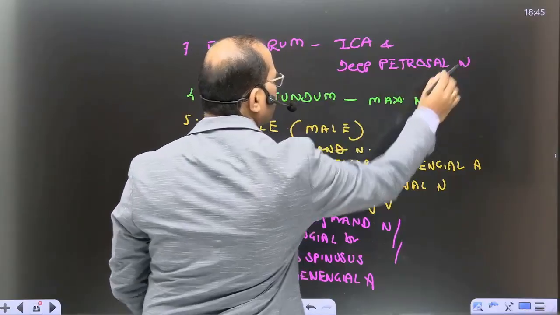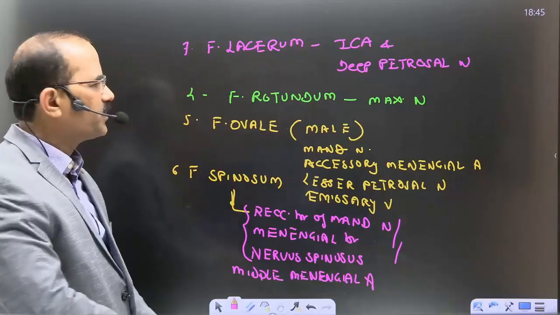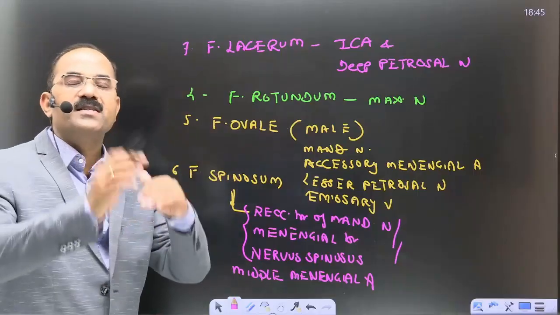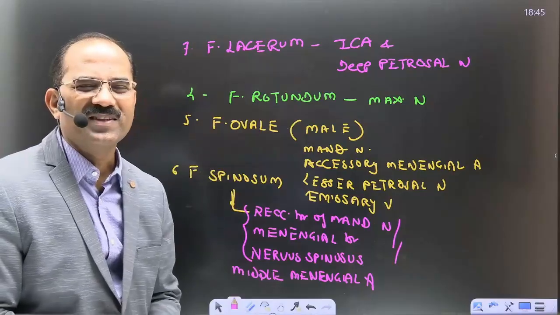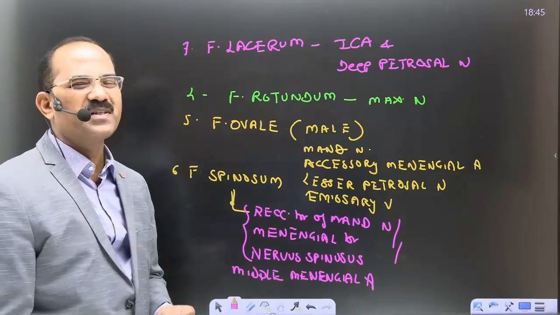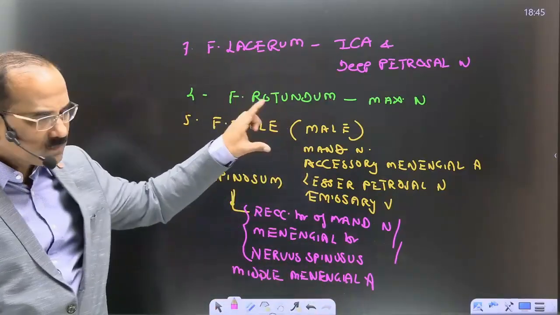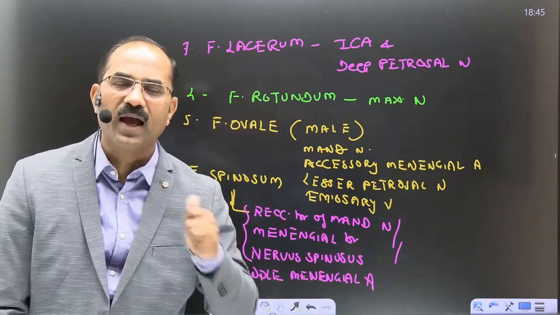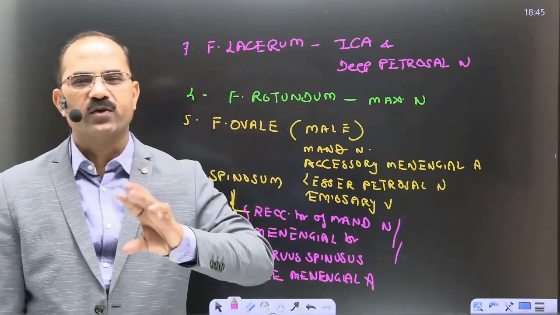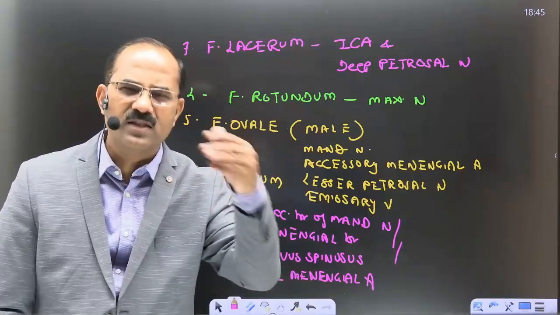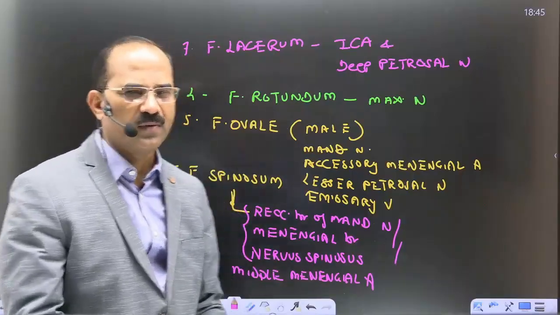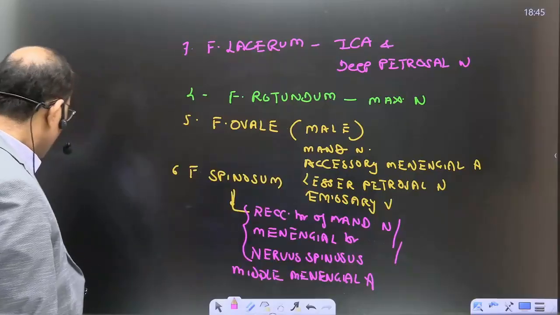Now, what is this deep petrosal nerve? I'll tell you somewhere later. It's the sympathetic plexus around the internal carotid artery. The nerve which we get is the deep petrosal nerve. So, what passes through the foramen lacerum is the internal carotid artery and the deep petrosal nerve. What is deep petrosal nerve? It's the sympathetics around the internal carotid artery. Perfect, students, clear?